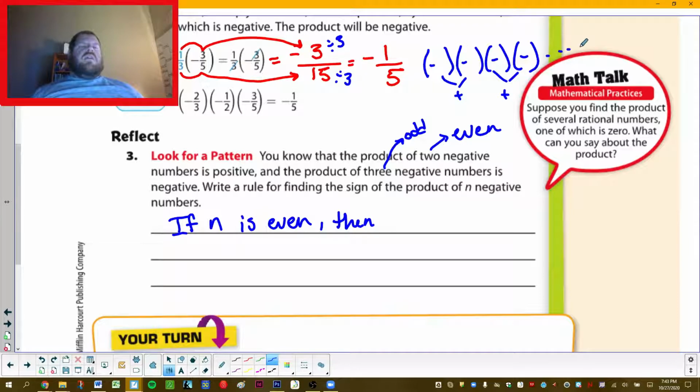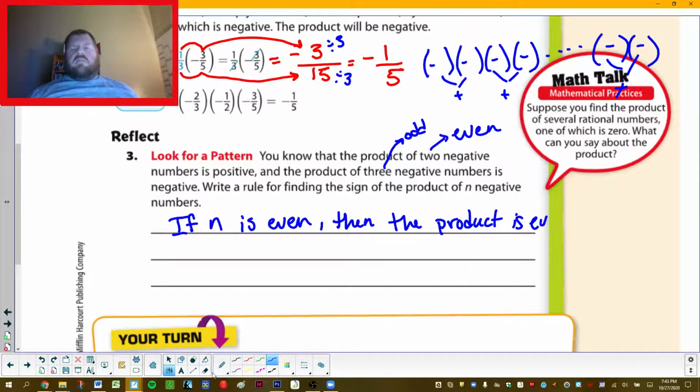And that would continue for any even number of negatives. I could pair every other one up together, every 2 right next to each other. I could pair them together, and that's going to give me an even number. So then the product is even. Sorry, not even. Sorry. The product is positive.